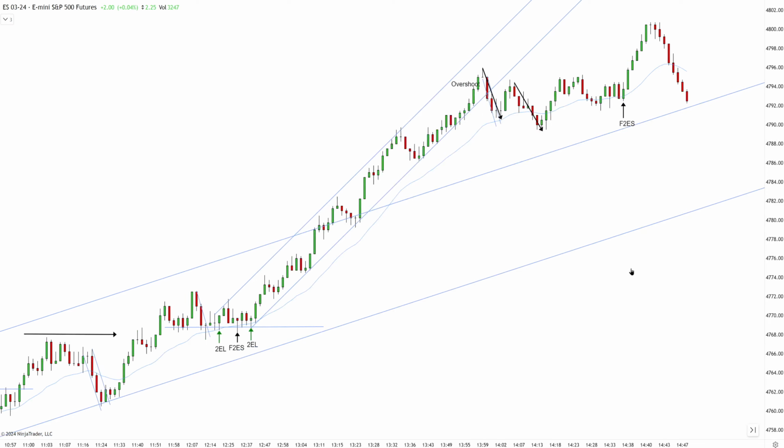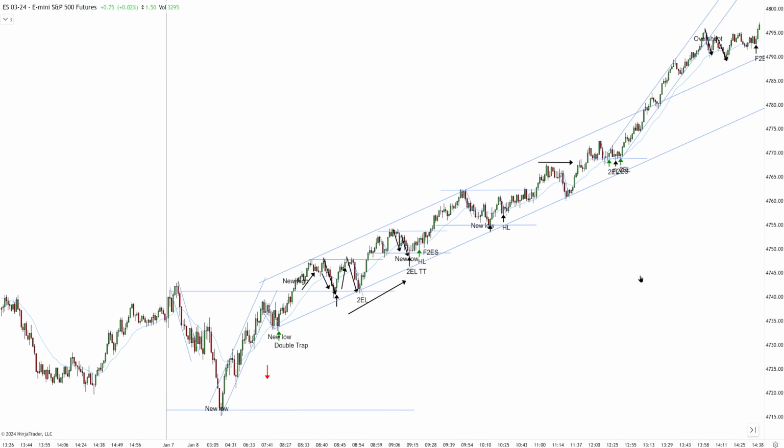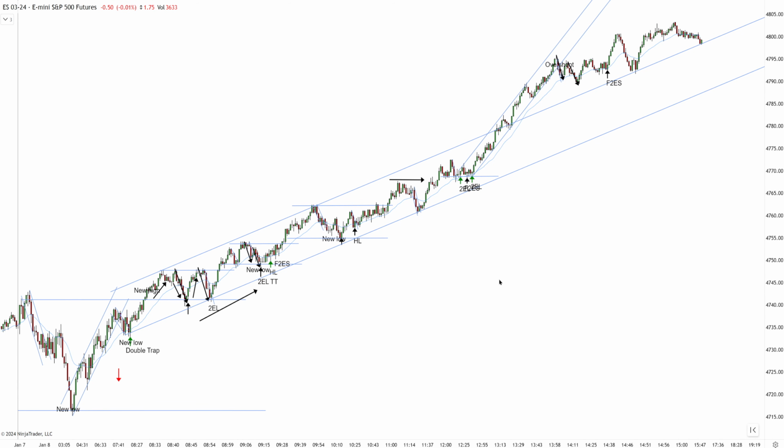So this is the overall structure for today. As you can see, very predictable day. Always identify the main bias. Never counter trade. Wait for the correction phase to end and just trust the rules. Buy low and be looking for high probability setups. Very strong uptrend. I hope you had a good trading day.